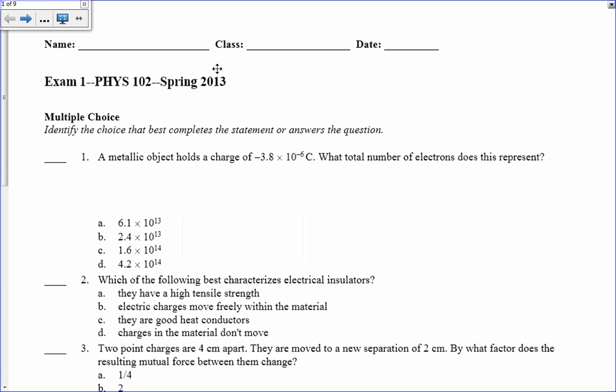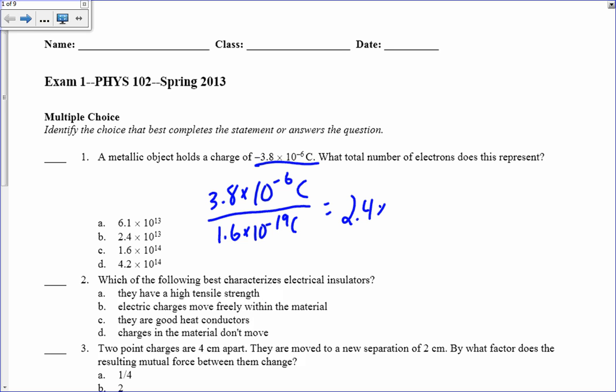All right, this is exam 1 from Physics 102, spring 2013. Metallic object holds this charge. What is the total number of electrons? So we just say 3.8 times 10 to the minus 6 coulombs. And then one electron has 1.6 times 10 to the minus 19 coulombs. And that gives you 2.4 times 10 to the 13th electrons. So that is B.